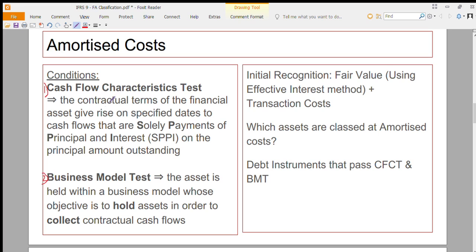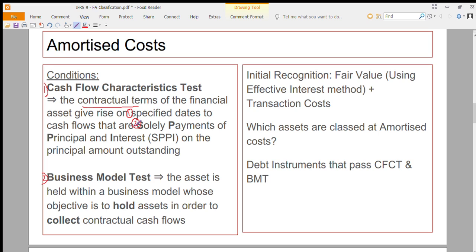Under the cash flow characteristics test, there should be some contractual terms. The contractual terms should, one, specify the dates. Dates of what? Dates of cash flows. And two, all these cash flows should be solely payment of principal and interest. Let me quickly repeat that for you to digest it. A financial asset should have contractual terms. The contractual terms should say specific dates on which there will be cash flow, and these cash flows should only be repayment of principal and interest.